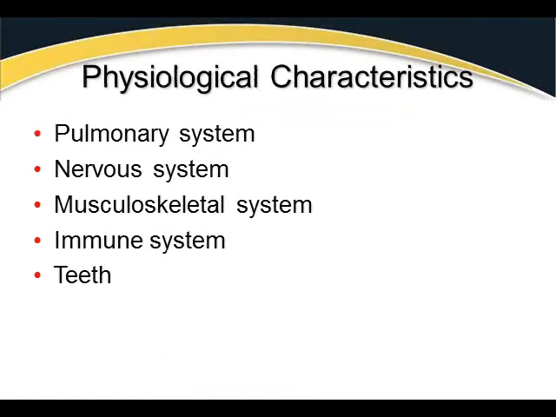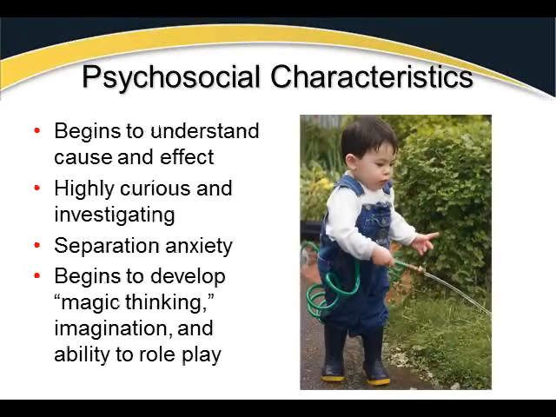So, physiologic characteristics that we'll also see: the pulmonary system, nervous system, musculoskeletal system, immune system, teeth. Talked about those on the previous slide. Psychosocial characteristics, they begin to understand cause and effect. So they know if I touch this, it's going to hurt. If I touch this, it's going to be soft, or it's going to be hot. So they're very highly curious, and they investigate a lot of things. People who have had toddlers know that you can't keep them out of anything. This is why we have to childproof our houses, because they want to see it all and check it all.